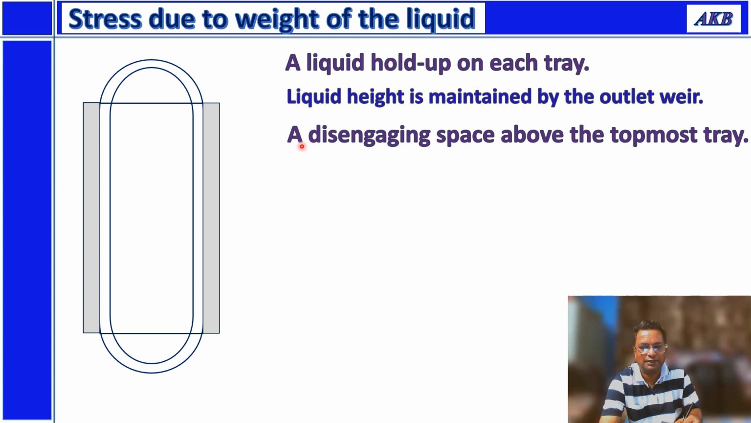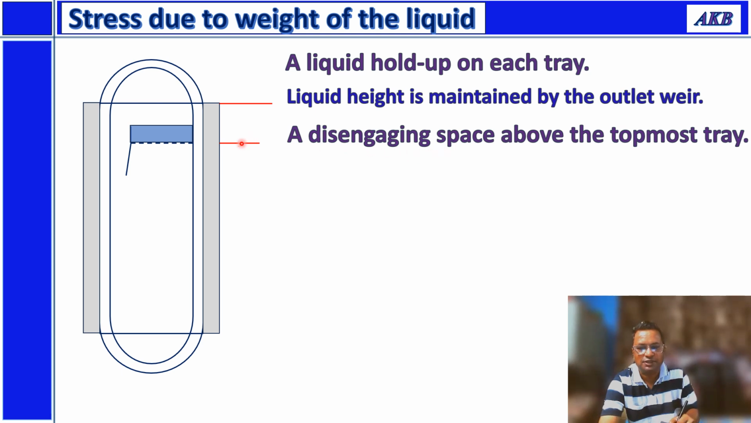First, you just understand. You have liquid hold up on each tray. The height of the liquid on each tray is maintained by outlet weir, and above the topmost tray in the column there is a disengaging space. A disengaging space above the topmost tray. So I'm showing you the topmost tray. You have the outlet weir for this tray and then the downcomer. Then on this tray there will be liquid hold up, and height of that liquid will be maintained by this outlet weir.